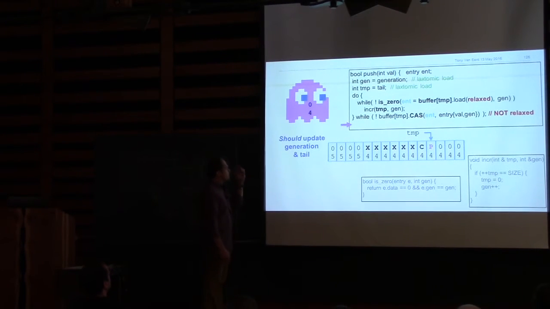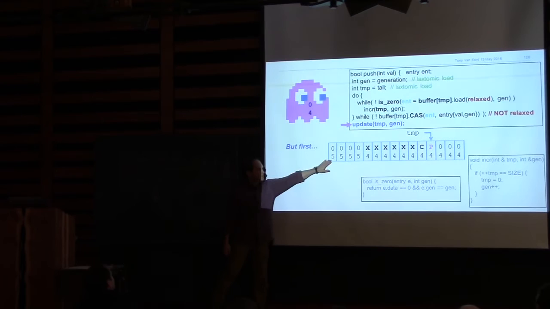So is this good? Like I just mentioned, I should be sometimes updating generation and updating tail. Otherwise, this thing would get pretty slow if we always started at zero. So for now, I'll just call this update function. But first, more along the lines of what Nathan was saying, we should try some more options besides just this one view.